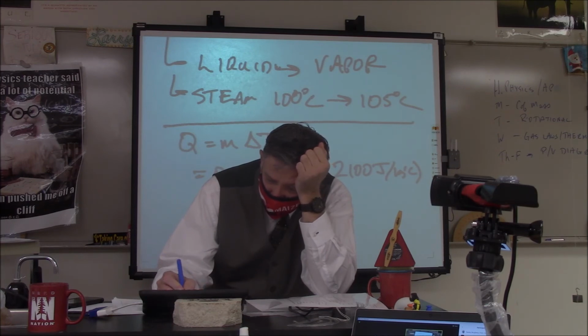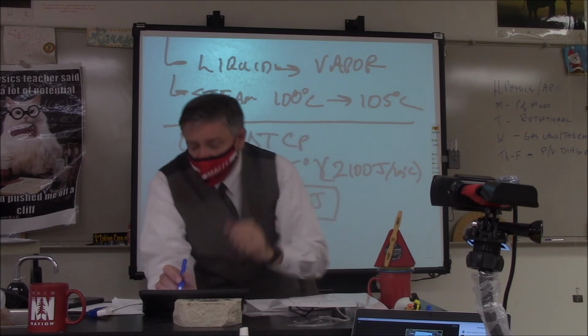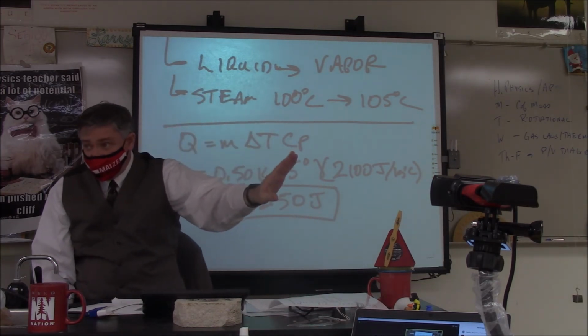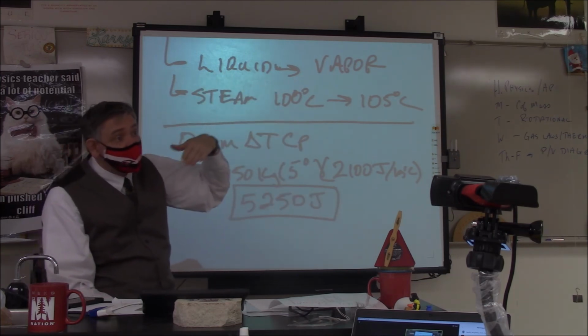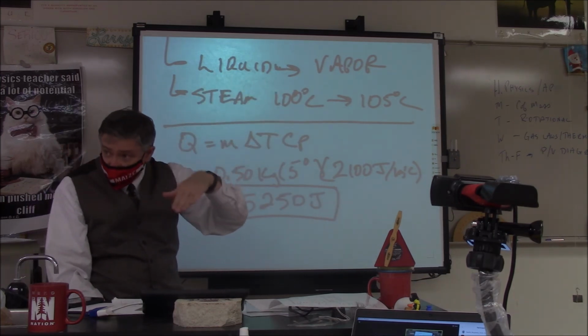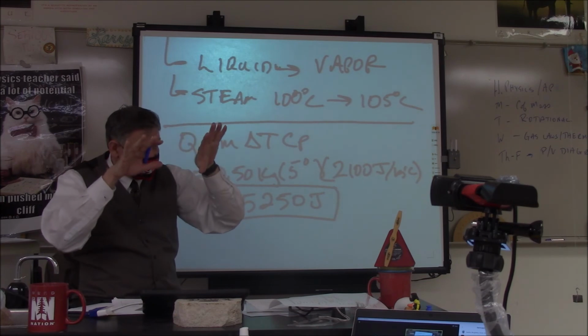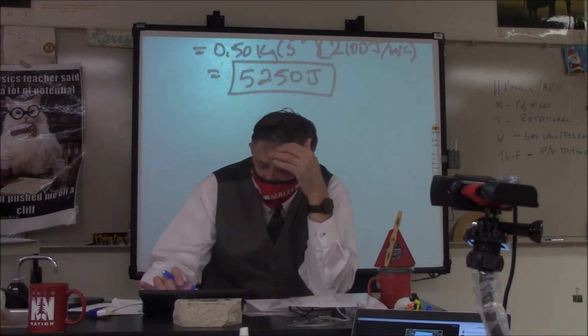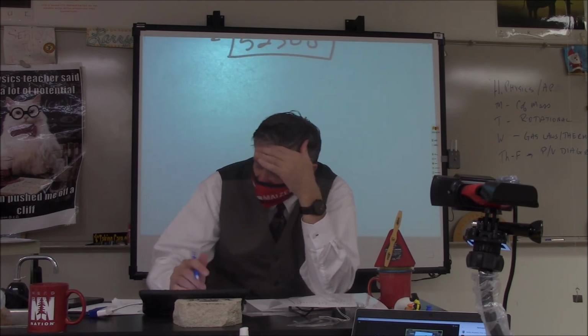5,250 joules. Now, all I've done is just warm up the ice. I haven't melted it yet. But I've got to get it up to 0 before it can begin to melt. So at this point, imagine this: I've got ice at 0. So what's happening here is I'm going to look at a different kind of graph.